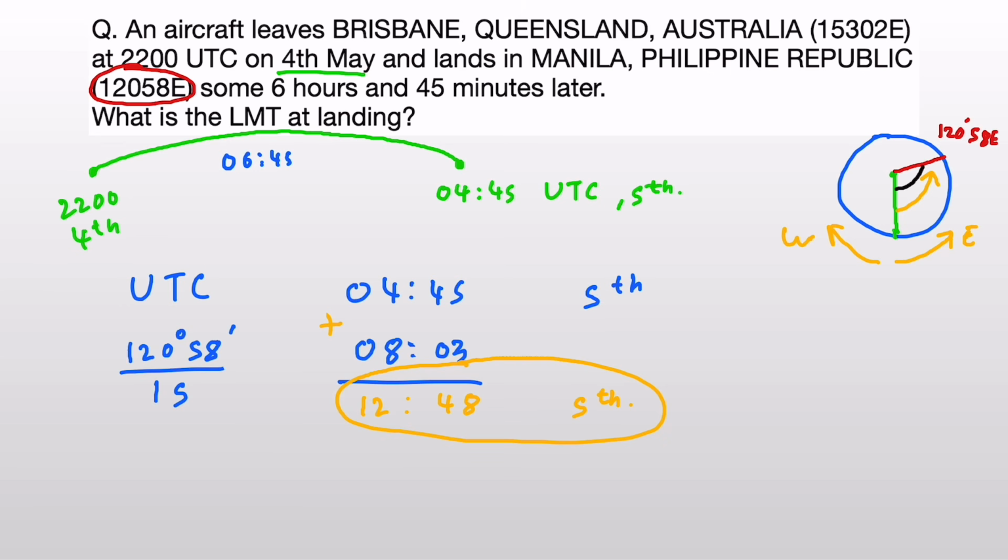That means I need to add the hour angle to the UTC time, and when I did that, I got my answer to be 12 hours 48 minutes on the 5th. So my aircraft is landing at 12:48 hours on the next day. It took off on 4th May with respect to UTC, and it's landing on 5th May, which is the local time. Perfect. Let's now talk about sunrise and sunset.